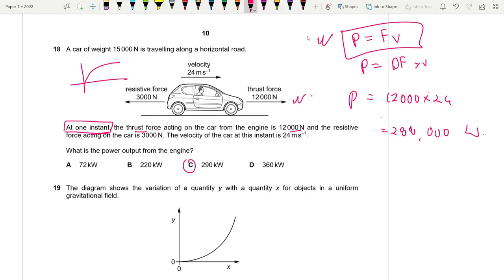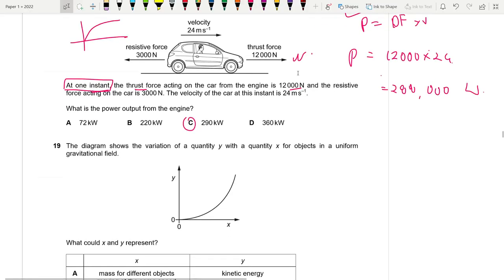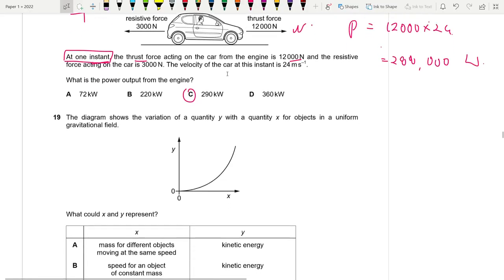So they just gave you 3000 to trick you. But remember, for output power from the engine, you're just going to use the thrust force. If they said what's the useful output power, then you'd subtract it, okay? But they didn't want the useful output power. They wanted the total power output from the engine. So not all of it is going to be useful work, okay?